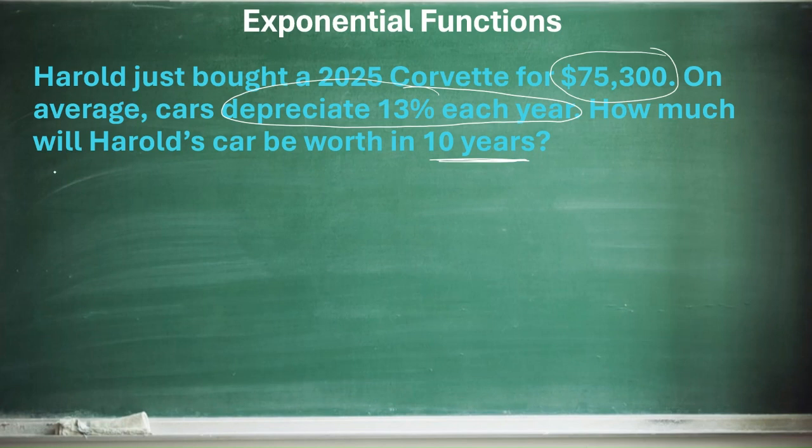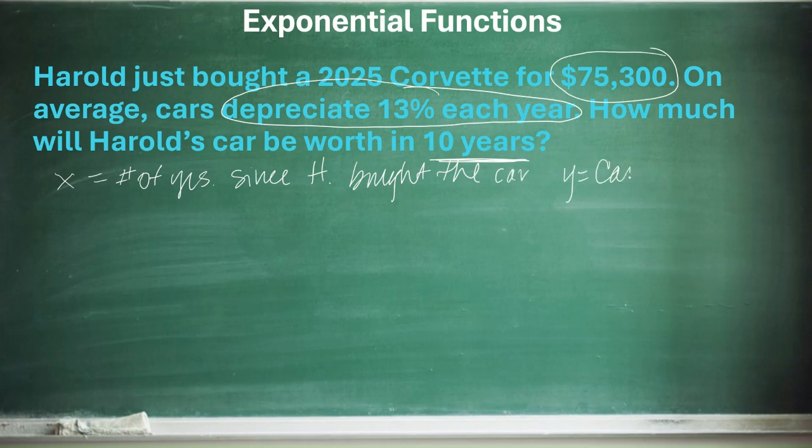I'm going to start by defining my variable. So I'm going to let X be the number of years since he bought the car. And I'm going to let Y equal the car's value after X years.